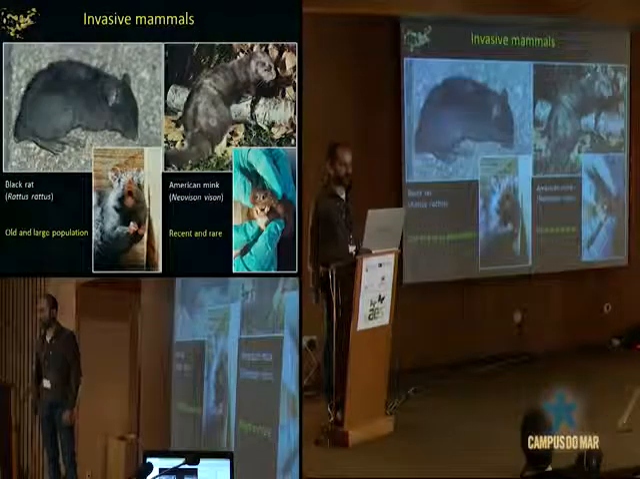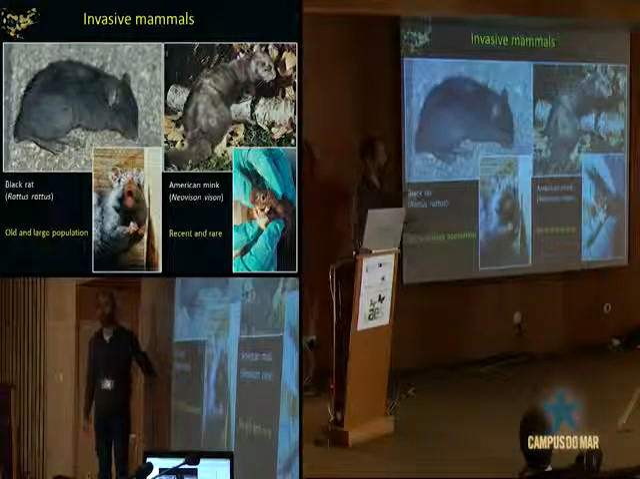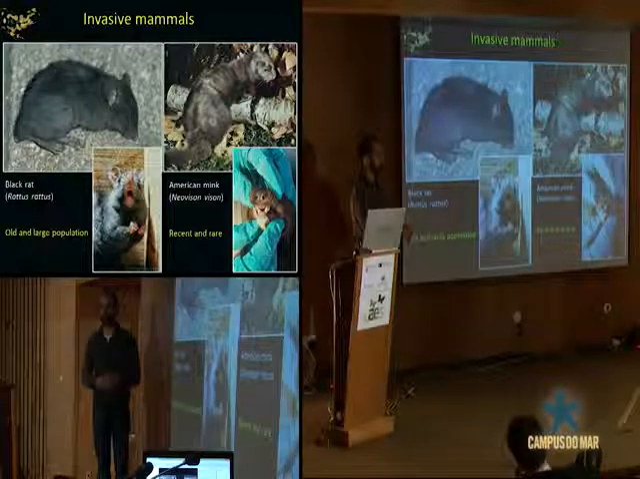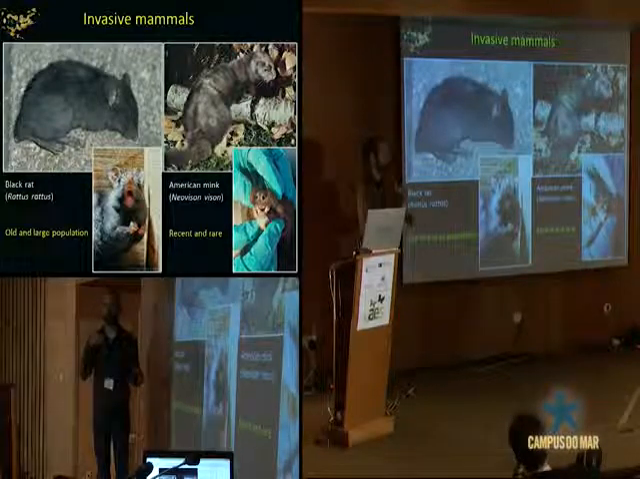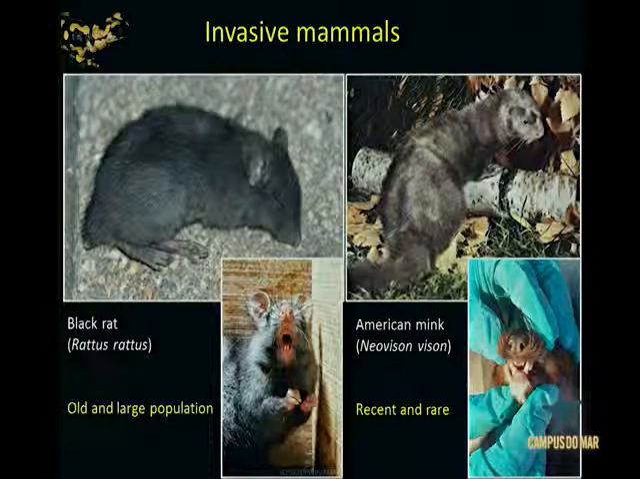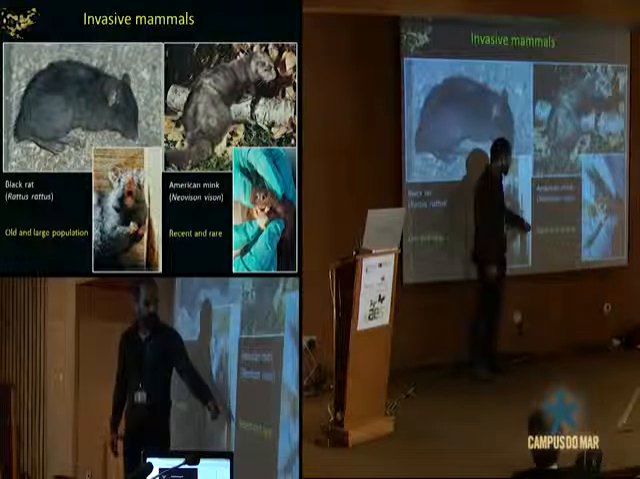But then we have two invasive mammals. There is an old and huge population of Rattus, the black rat, on this island. This population is huge, especially in summer. Every night or every day we went to the islands, it's very easy to see them, and actually they are trying to steal some food from us. It's considerable. I don't have the numbers, but it's huge. We consider that they probably colonized the island with sailors 1,000 years ago. And on the other hand, we have the American mink. It's recent and rare.